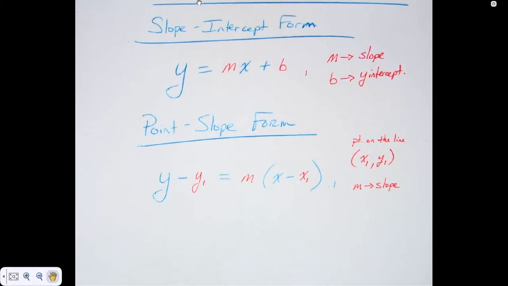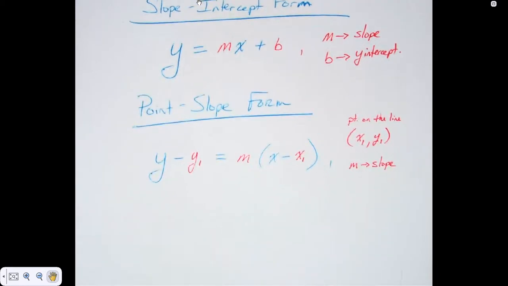Okay, how this one works. The x1 and y1 is a point on the line. The x1 is, of course, the x-coordinate of that point, and the y1 is the y-coordinate of that point. And then m is the slope. To find the equation of the line, you're going to need these.